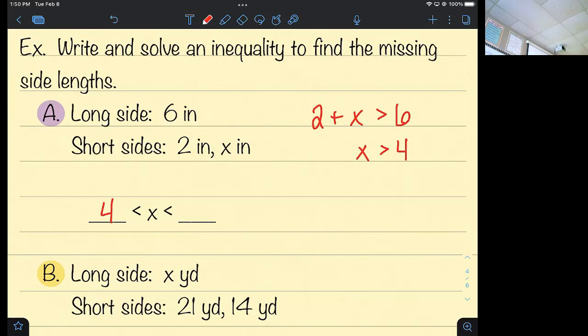So I'm going to say x has to be greater than 4, but it would also have to be smaller than 6, because if it's larger than 6, then this was a lie, because they told you 6 was the long side. So it has to be between 4 and 6, which means it could be 5 if it's a whole number, or it could be 4.2, or it could be 5.9. Those would all work. Yes. And then also equal 6. That is true. That is true.